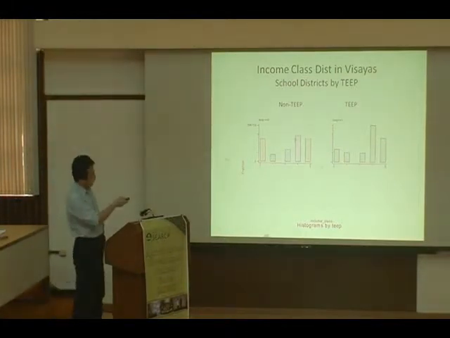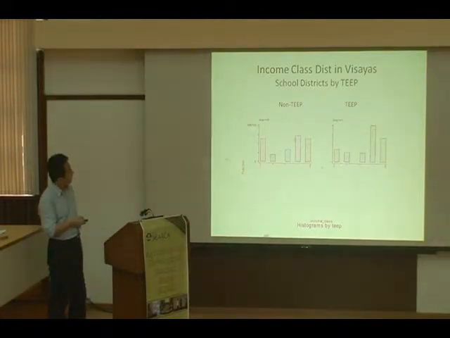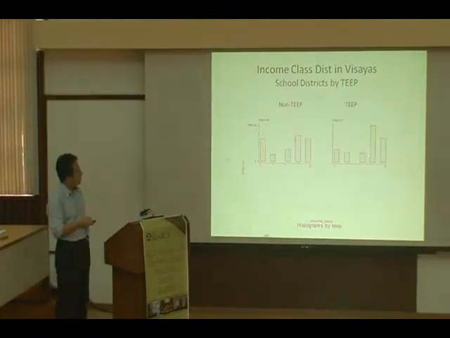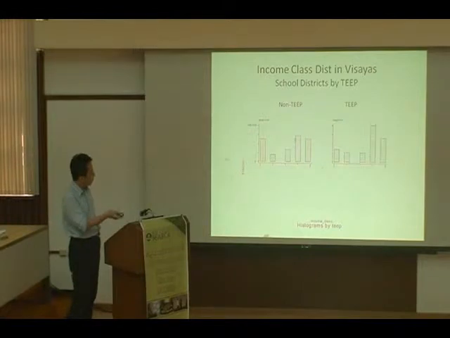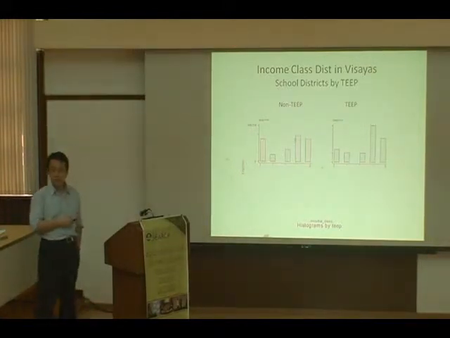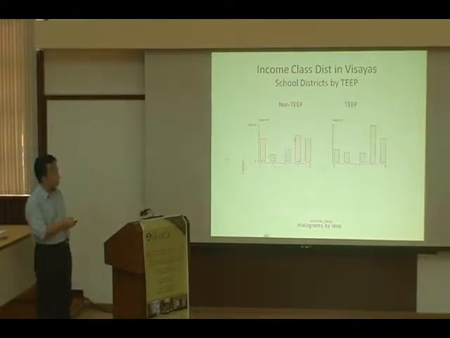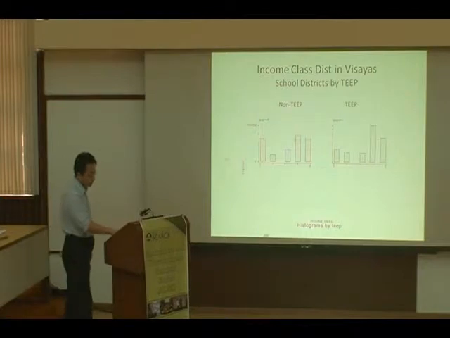Of course, in TIP divisions, districts, okay, this is school districts. The unit of observation is a school district. There are a little bit more school districts in income class 4 and 5, which is poorer than average. And if you look at income class 1, it's a town. There are more school districts in non-TIP divisions.